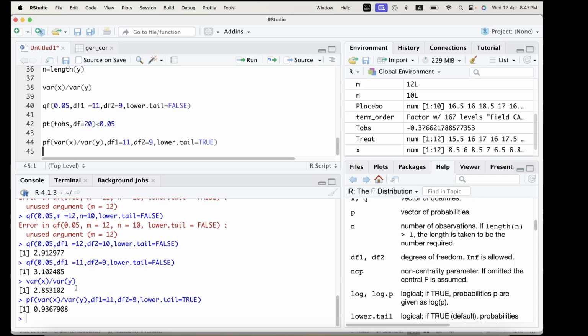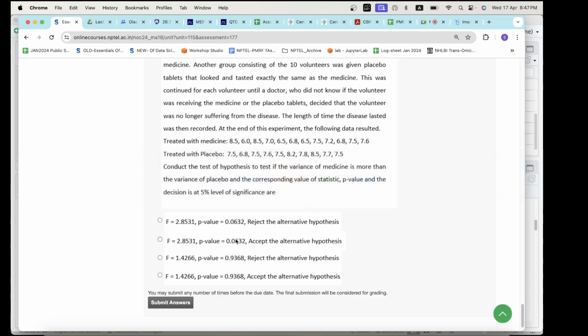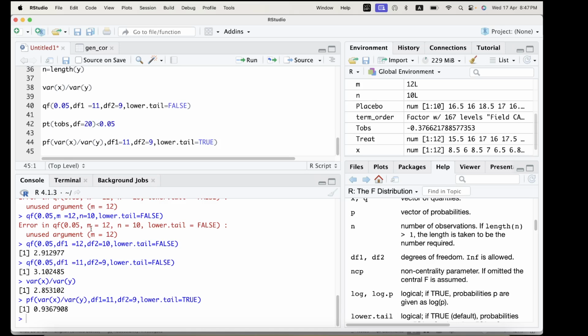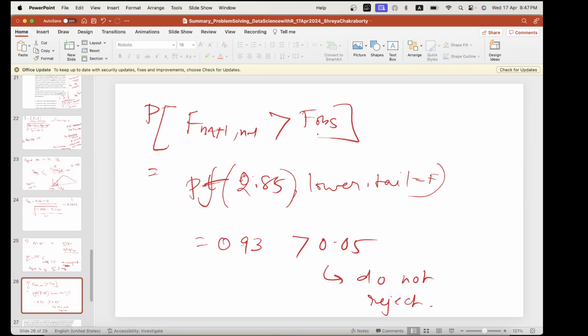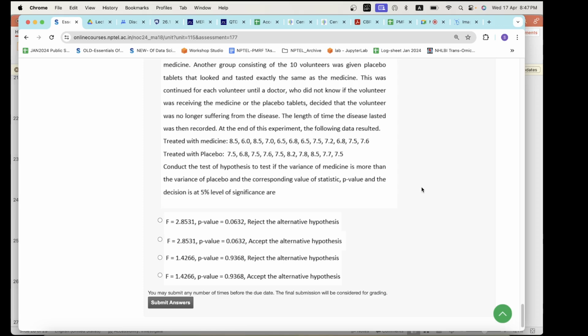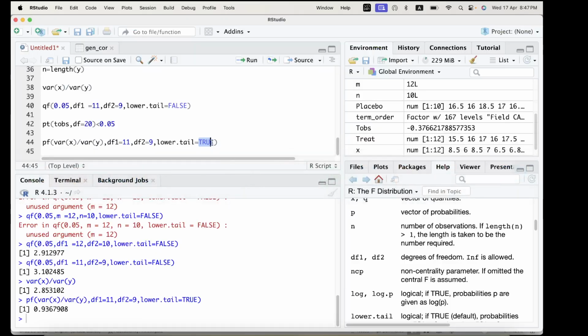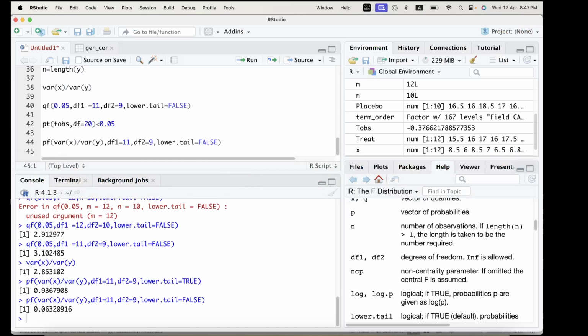The P-value is not matching. Yeah, that's why it will not match. Oh, sorry. I'm putting it in a different way. This is probability greater than F observed, right? So the lower.tail should be false. I have written true over here. This is 0.063.